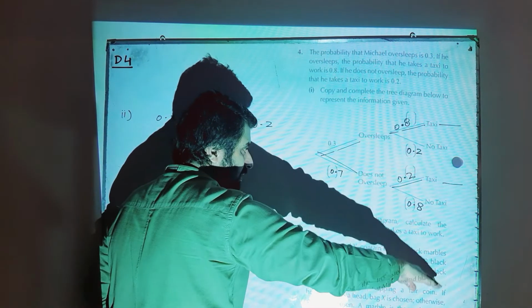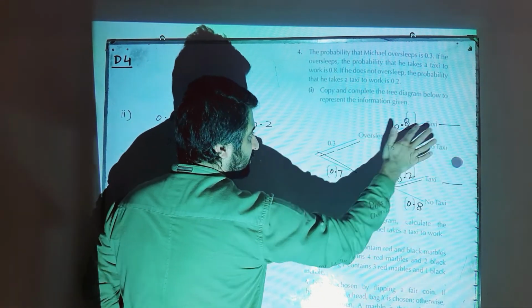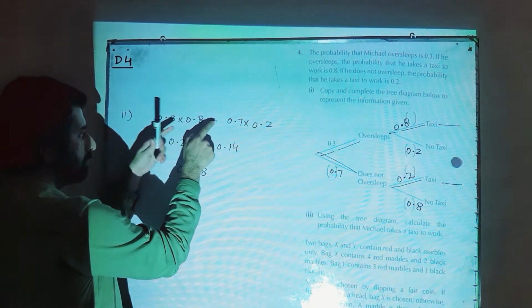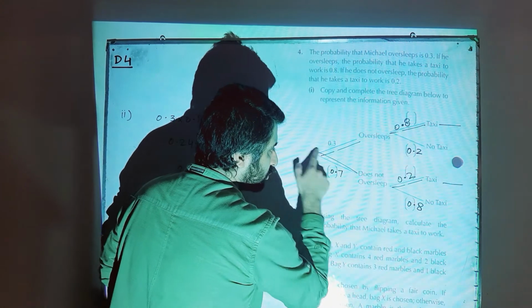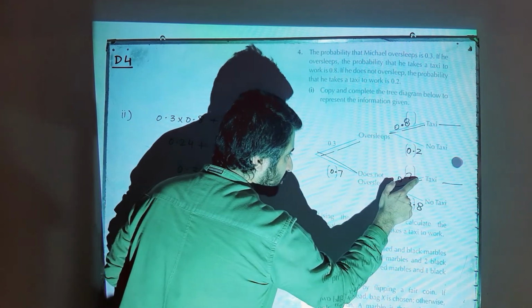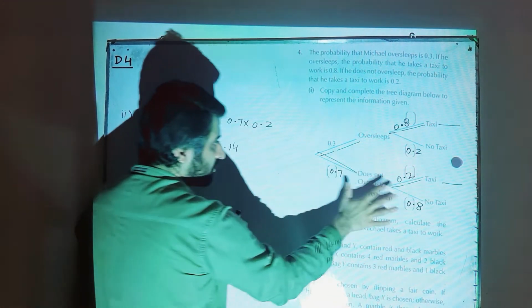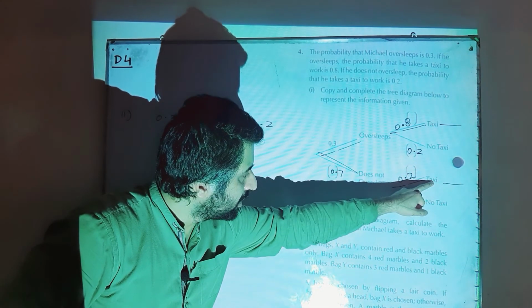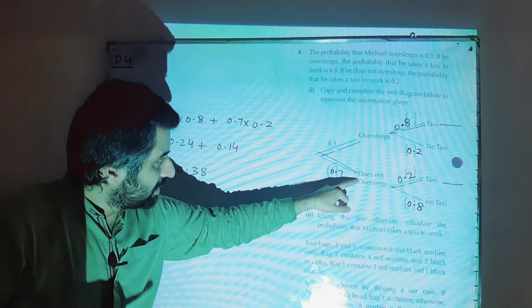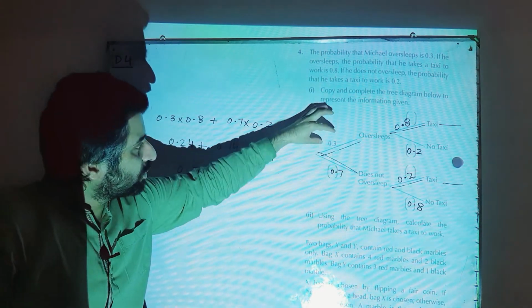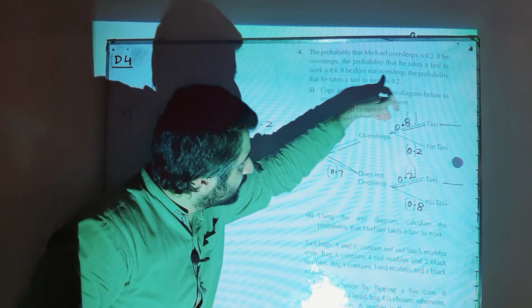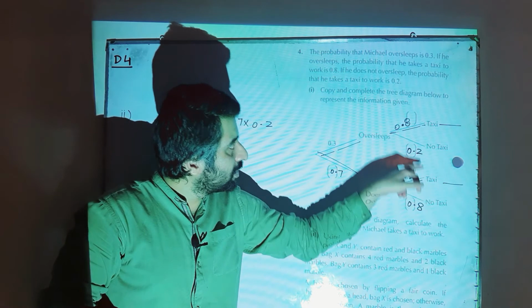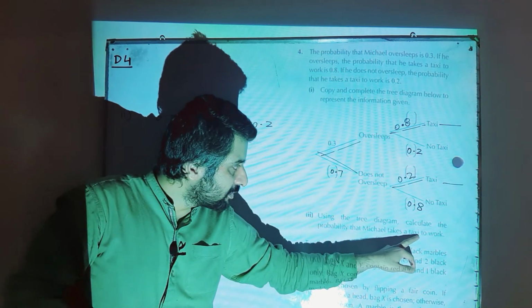and across the branches you add the probabilities. So the probability of this branch and this branch will be added. So 0.3 into 0.8 plus 0.7 into 0.2. 0.7 doesn't oversleep, 0.2 takes a taxi. So this is our required outcome, 0.7 into 0.2 for this branch where he takes the taxi but doesn't oversleep, and this one 0.3 into 0.8 he oversleeps and then takes a taxi. So for both cases you have to opt for the taxi to work.